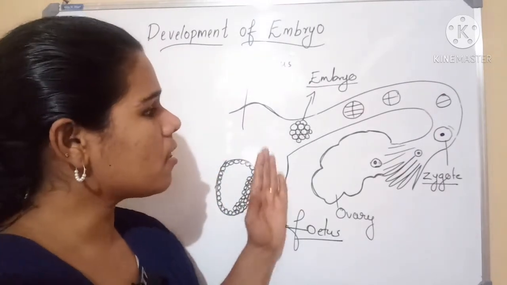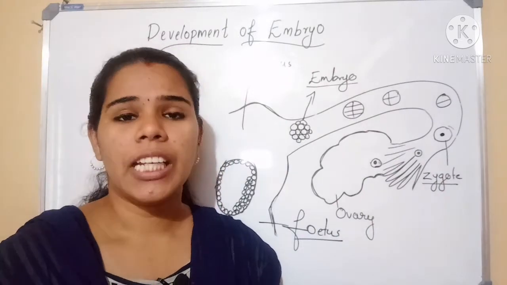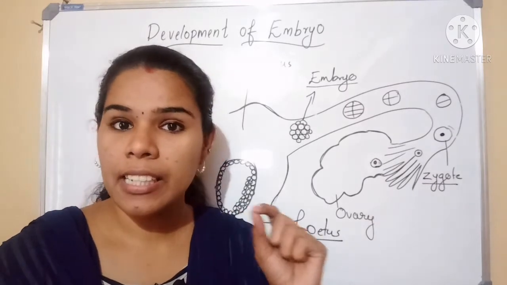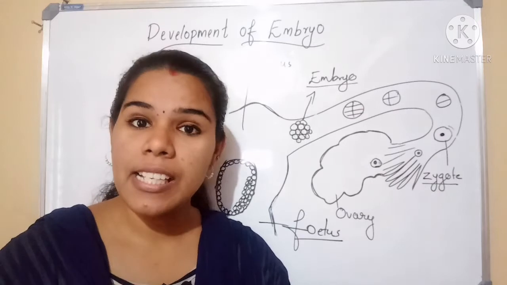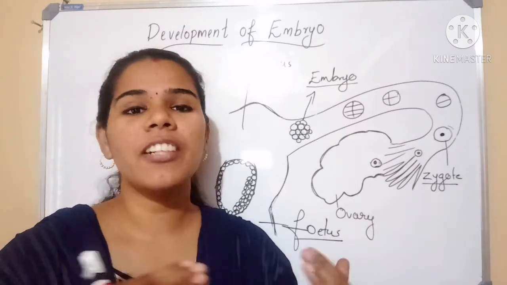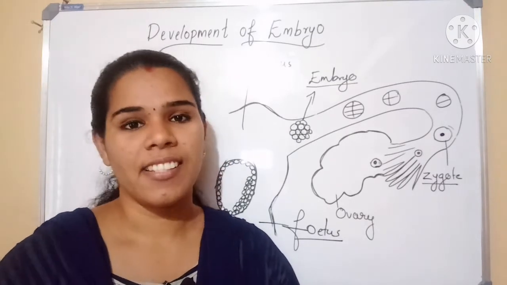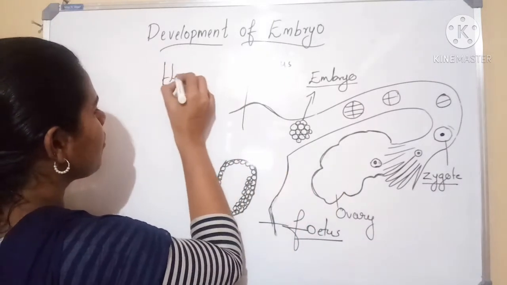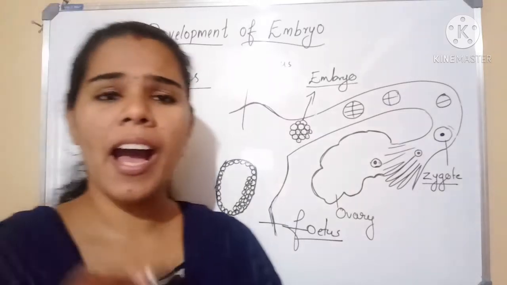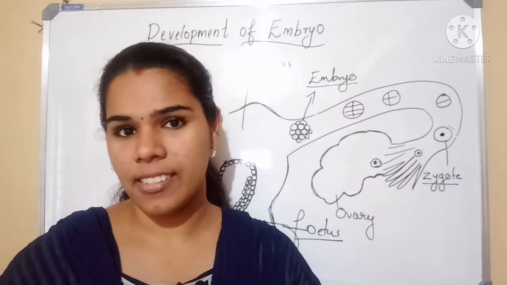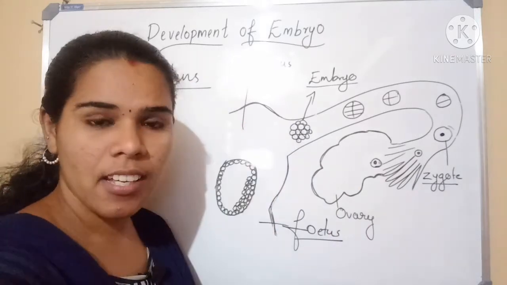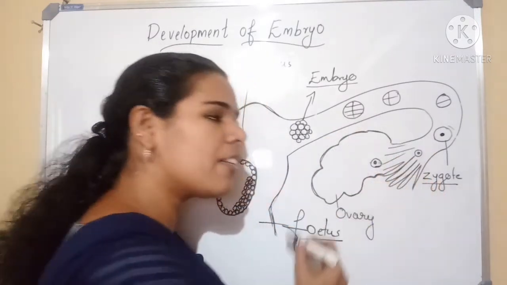We know this is called internal fertilization. Internal fertilization occurs in our human body. Internal fertilization means fertilization occurs inside the female body. This internal fertilization also occurs in hens. Hens are another example. But you may have some confusions regarding the hen. Yes, because in the case of hens, the fertilization occurs inside the female body.